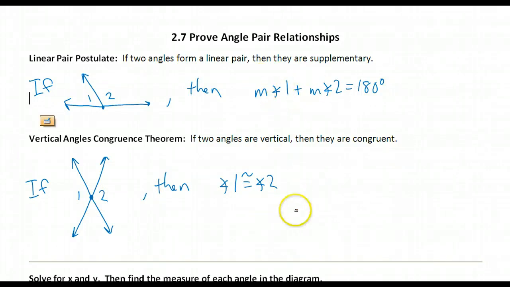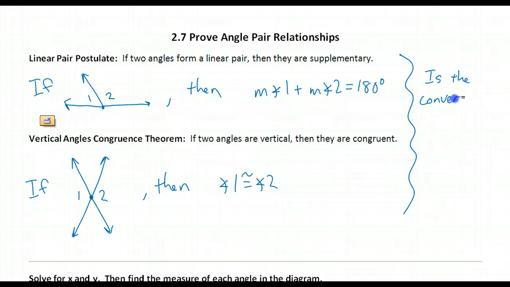Think about the converse of these two. Is the converse true? Well, if I look at the linear pair postulate, the converse would be if two angles are supplementary, then they form a linear pair. Well, can I have two angles that are supplementary that form a linear pair? Yeah. But I can also have two angles that are supplementary that don't form a linear pair. So is the converse true for the linear pair postulate?